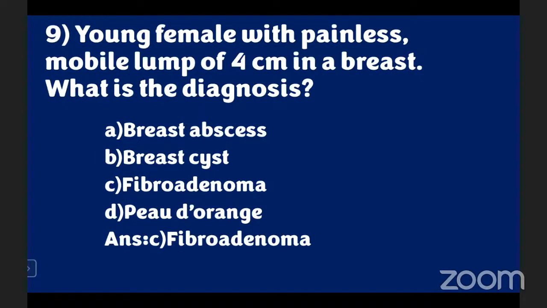Next one is young female with painless mobile lump of 4 centimeter in a breast. What is the diagnosis? Option A, breast abscess. Option B, breast cyst. Option C, fibroadenoma. Option D, peau d'orange. Answer is option C, fibroadenoma.